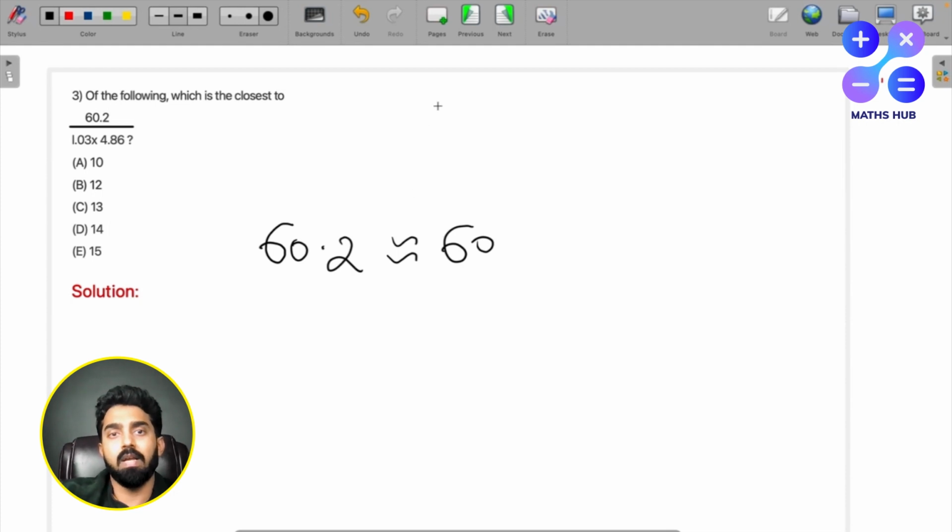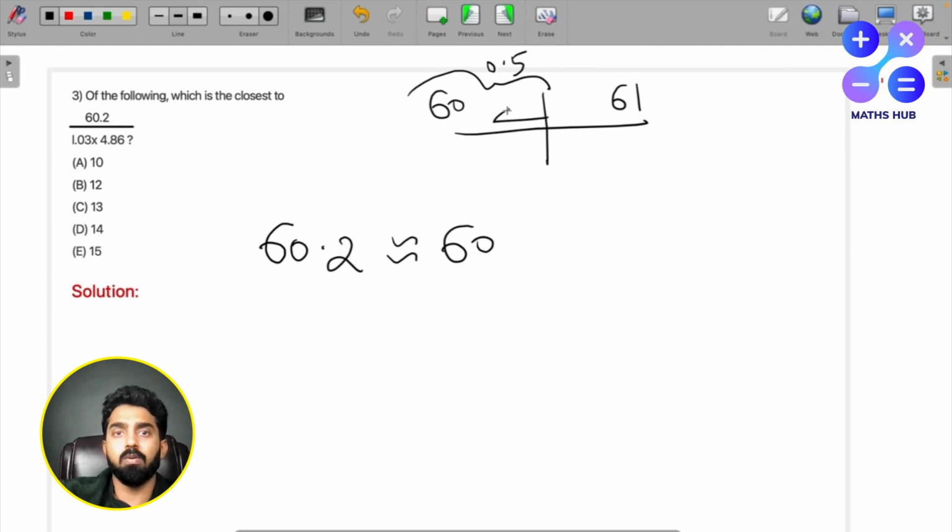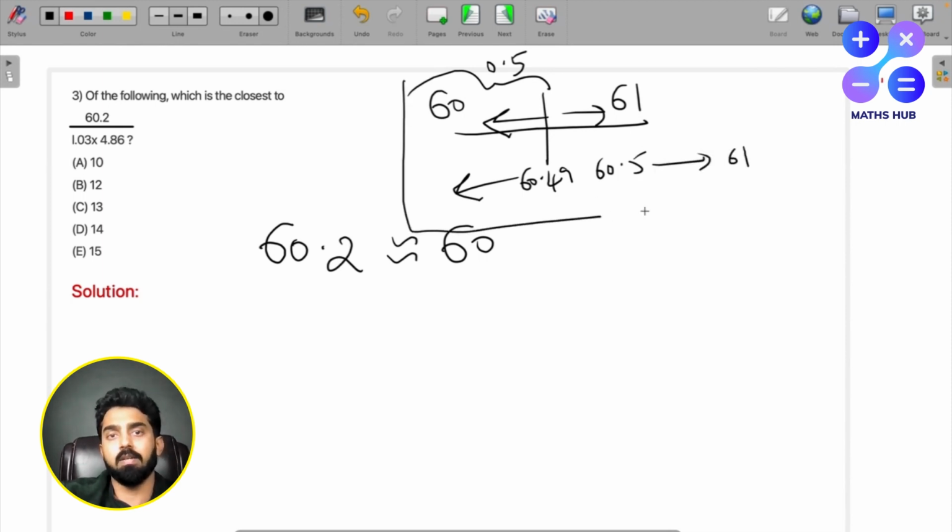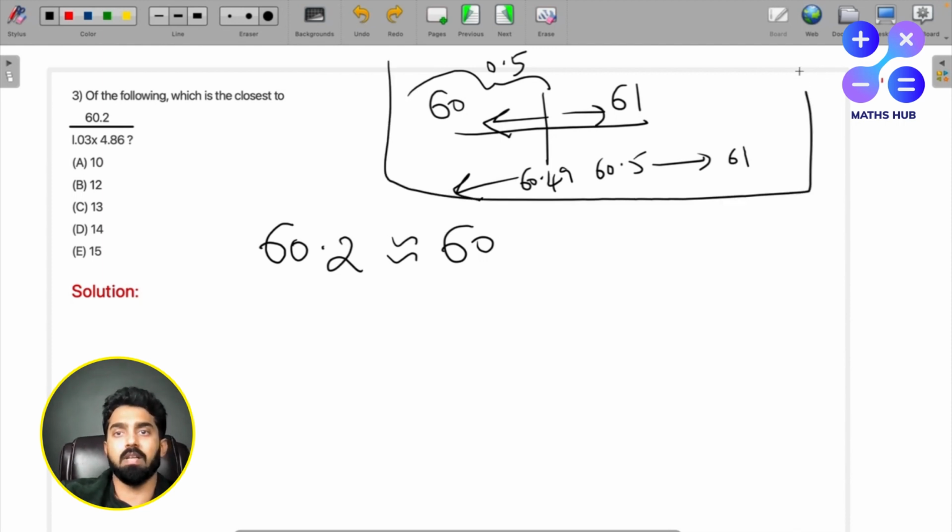60, right? So any number, when you have, let's say, 60 and 61, any number which is less than 0.5, up to 0.5, you will pull it to this side. Anything more than 0.5, pull it to this side. So basically anything up to 60.49 will become 60. Anything above 60.5 will become 61. So that's how you approximate things, right? You must know that. Approximation always works like this.